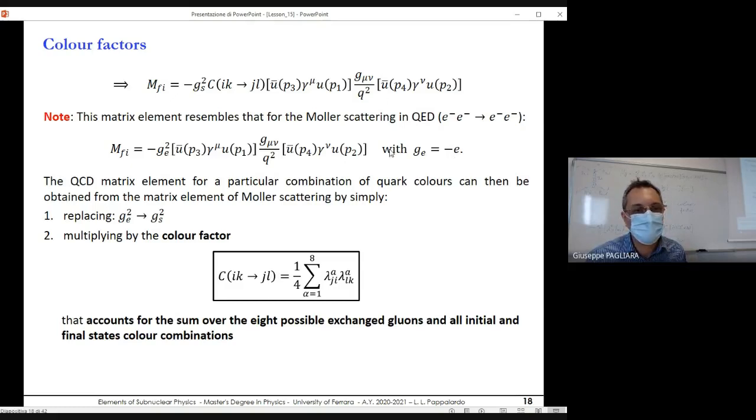So now let's compare the two. The QCD matrix element for a particular combination of four colors can then be obtained from the Møller scattering matrix element with two simple substitutions. First of all, of course, the coupling constant g_e becomes g_s, and then by multiplying this by the color factor. The color factor encodes all the information about the color interaction inside the process. More explicitly, it accounts for the sum over the 8 possible exchanged gluons and all initial and final state color combinations.